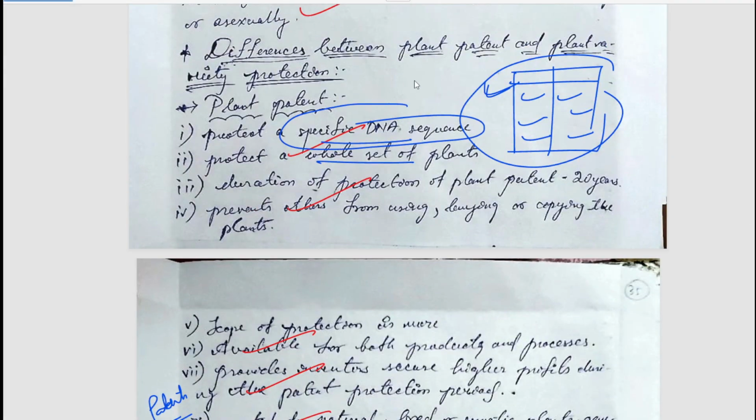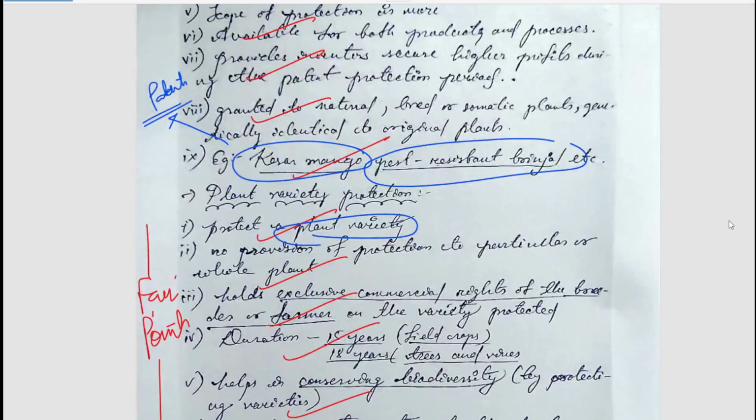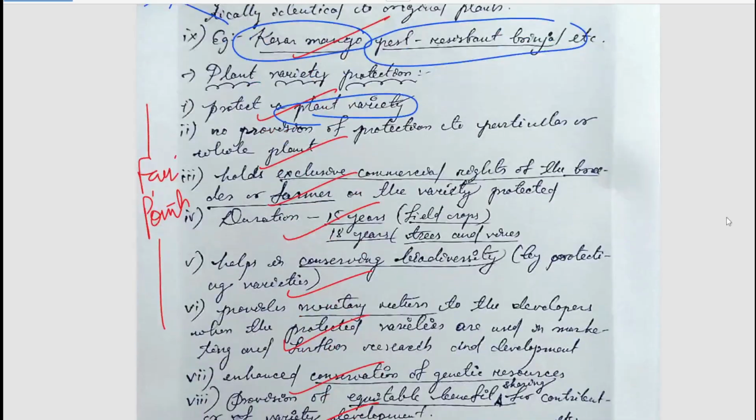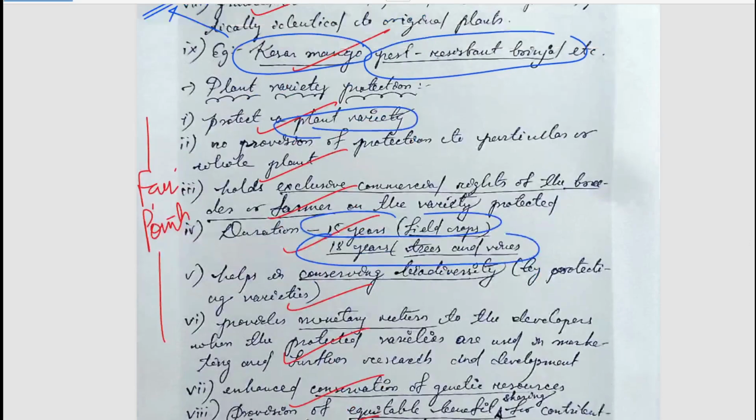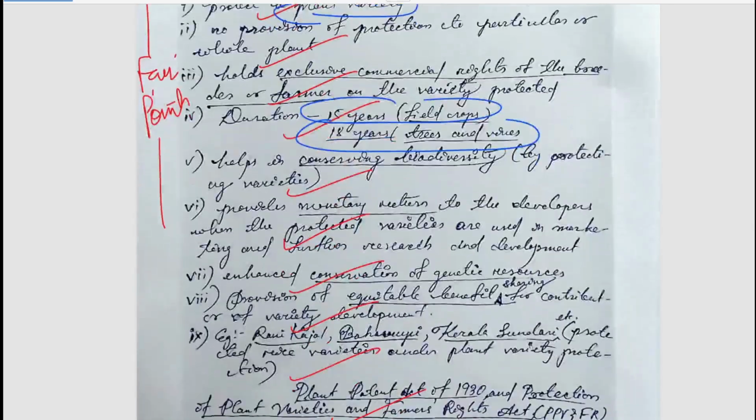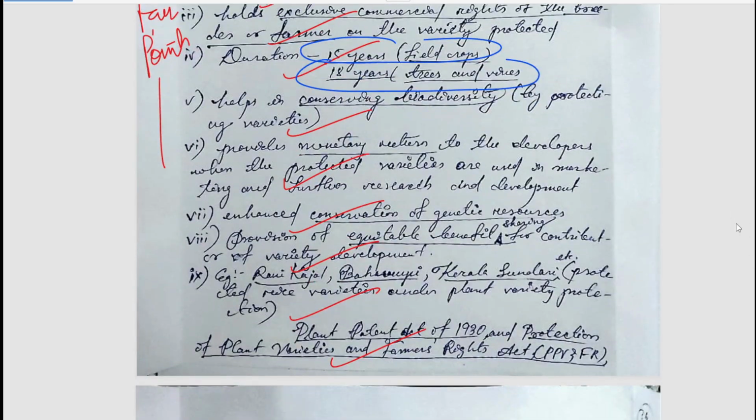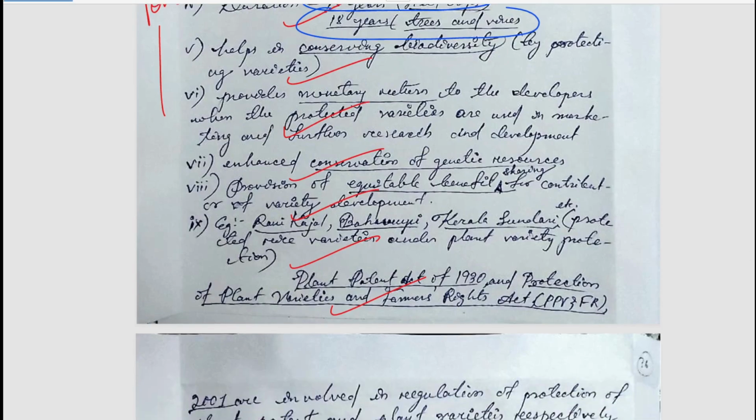Okay. Suppose there is a variety of brinjal. It is not protected, but here the kind of feature in brinjal, such as disease resistance, is protected here. But in variety protection, the whole variety is protected. Durations have been mentioned, such as 15 years for field crops, 18 years for trees and vines. I think patents is for 10 years. You should check it. So written points, you can simply pause and read it.